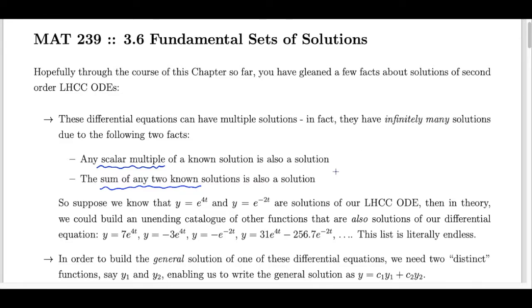Then using these above two facts, I know that I could just spend the rest of my life building new functions by just either multiplying by a constant. So since e to the 4t is a solution, 7 e to the 4t will be a solution. So negative 3 e to the 4t. I could multiply this second one by a constant. I could multiply them by constants and add them together, etc. As I say here, this list is literally endless. So the idea is that any given differential equation, especially in this particular form, has infinitely many solutions. And we can build them from known building blocks using these two facts.